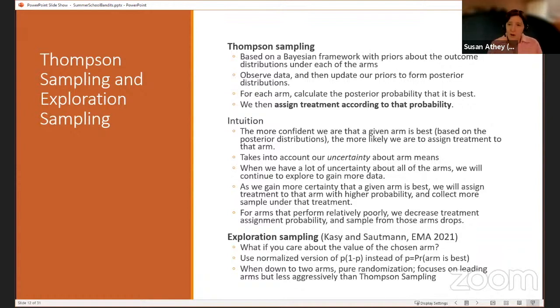But at the very beginning of an experiment, where all the arms look the same, it's going to look more like Thompson sampling, and it's very similar to Thompson sampling along the way, but it's just a little bit less aggressive, a little more emphasis on exploration, because the future is important, and a little bit less on exploitation.